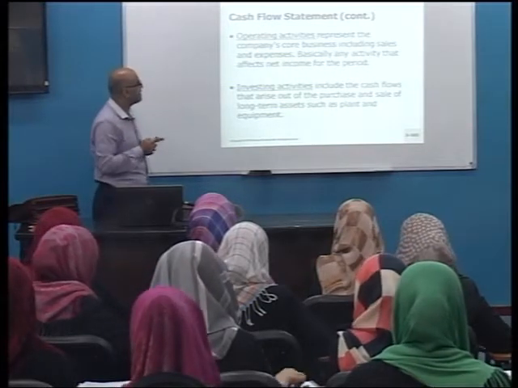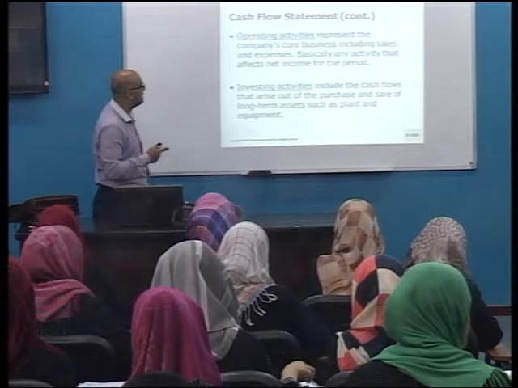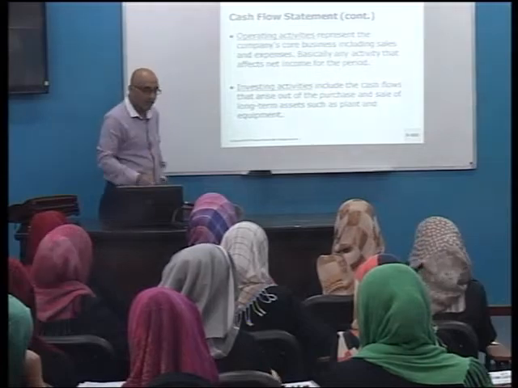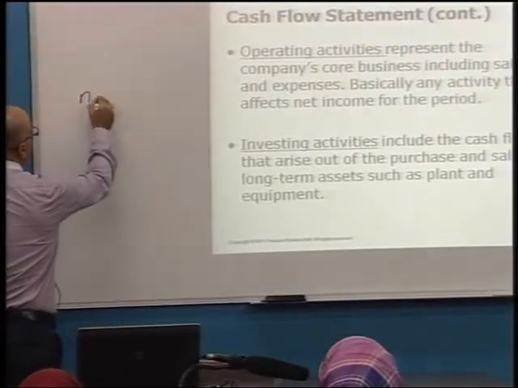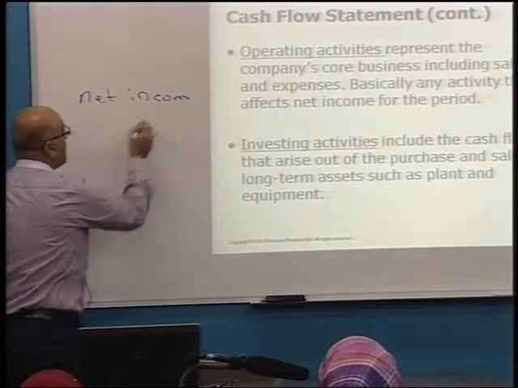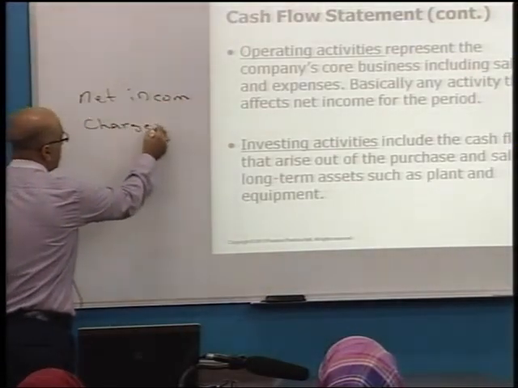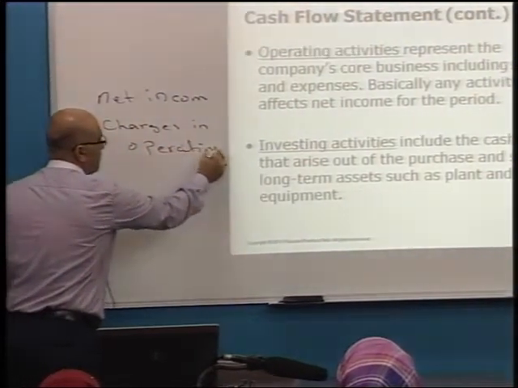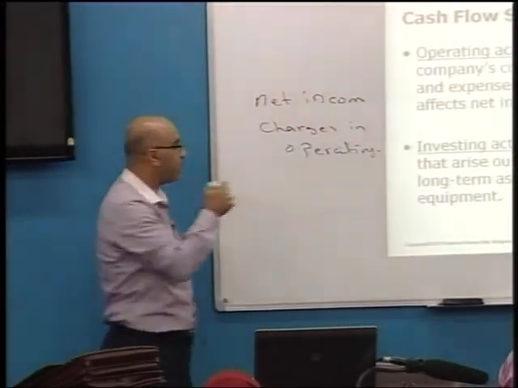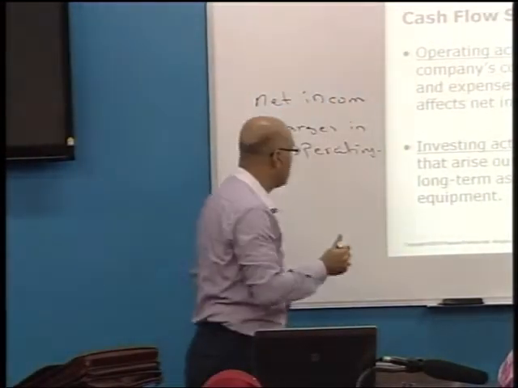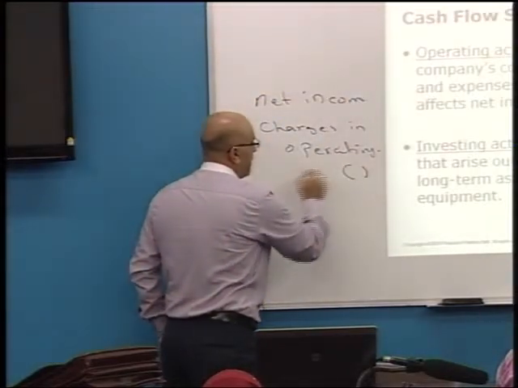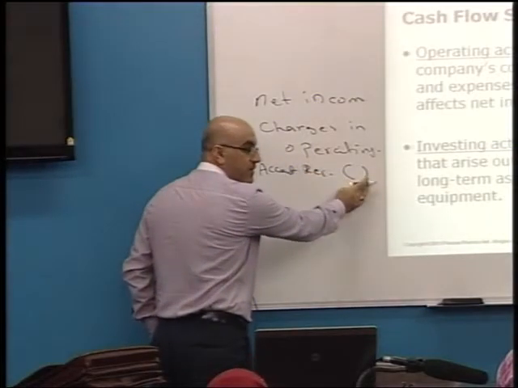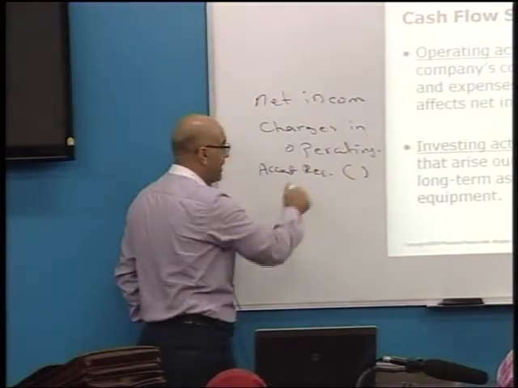The operating activities represent the company's core business, including sales and expenses. Basically, any activity that affects net income for the period. يعني احنا بنيجي أول شيء بنجيب النت income. Then any changes in operating. Any changes. فبنروح على قائمة uses and sources. بنشوف the changes. For instance, account receivable. What is the change in account receivable and how it influences the cash?